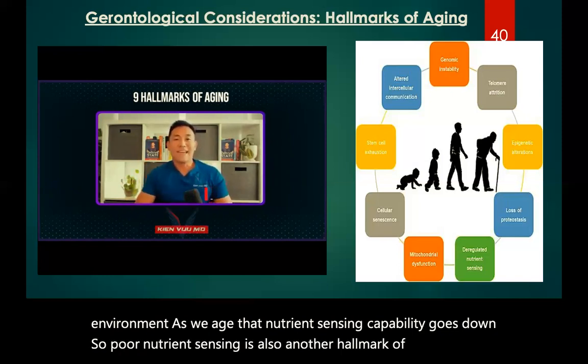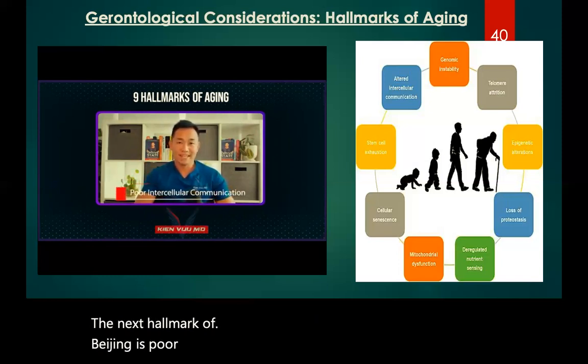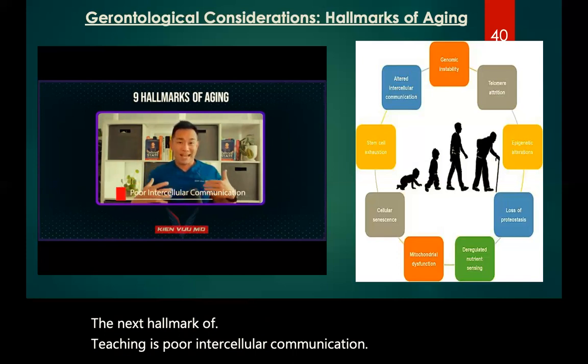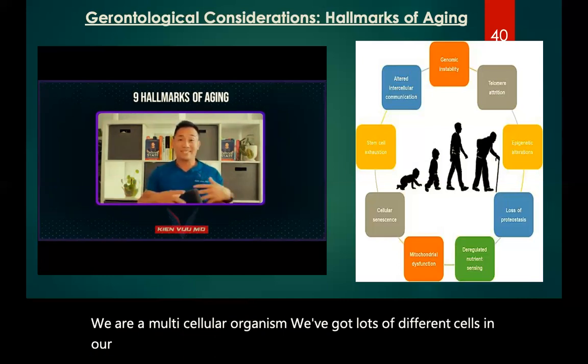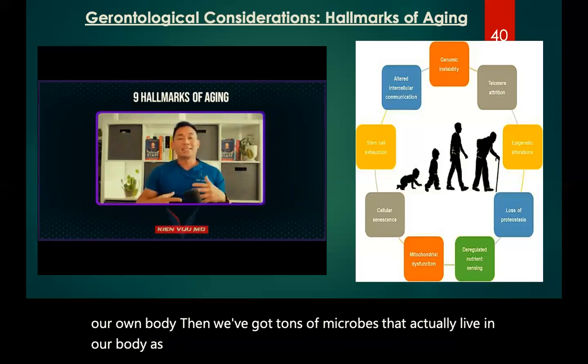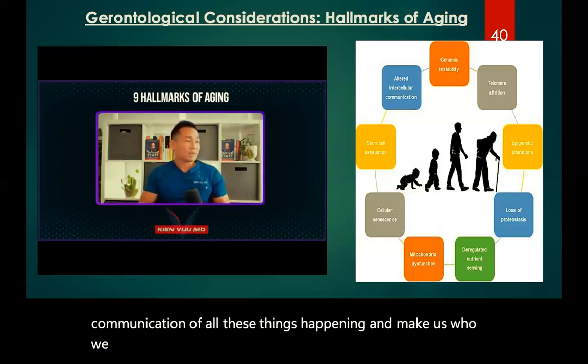The next hallmark of aging is poor intercellular communication. We are a multicellular organism. We've got lots of different cells in our own body. Then we've got tons of microbes that actually live in our body as well. And it's an intricate dance and an intricate communication of all these things happening that make us who we are. And cells have to be able to talk to each other very well.